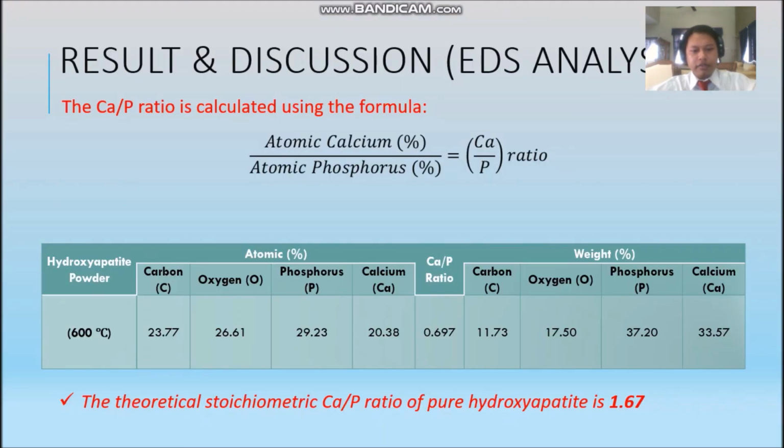Based on the findings for EDS analysis, the Ca/P ratio is calculated using the displayed formula. A table of results is also displayed, which summarizes the findings on the powder sample's chemical composition. EDS results show that the Ca/P ratio obtained was 0.697, which is less than the stoichiometric ratio necessary for pure hydroxyapatite. This could be the side effect of surrounding elements and phases during analysis.